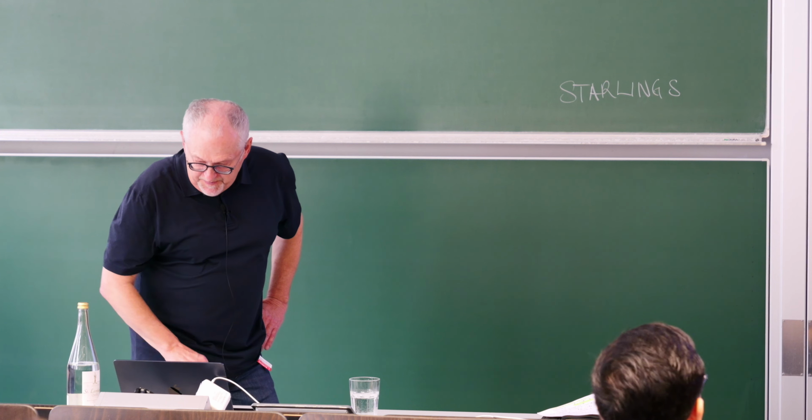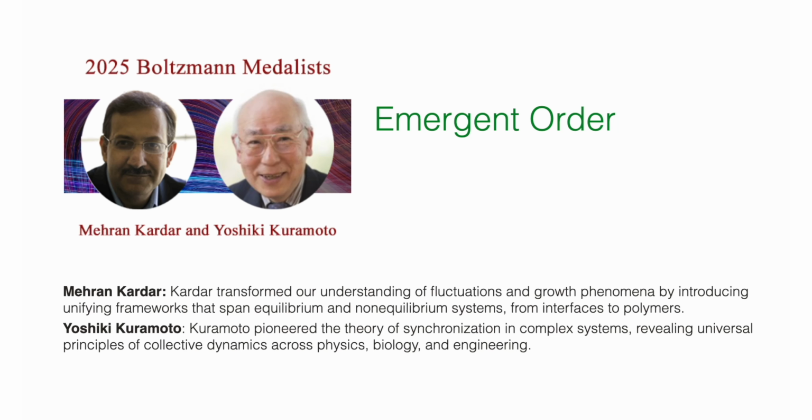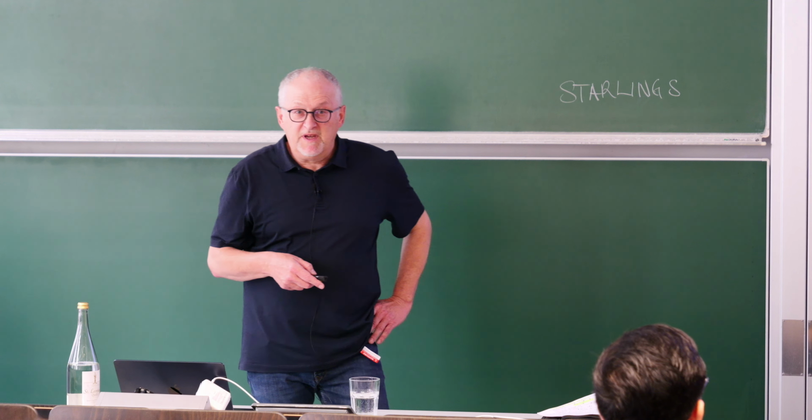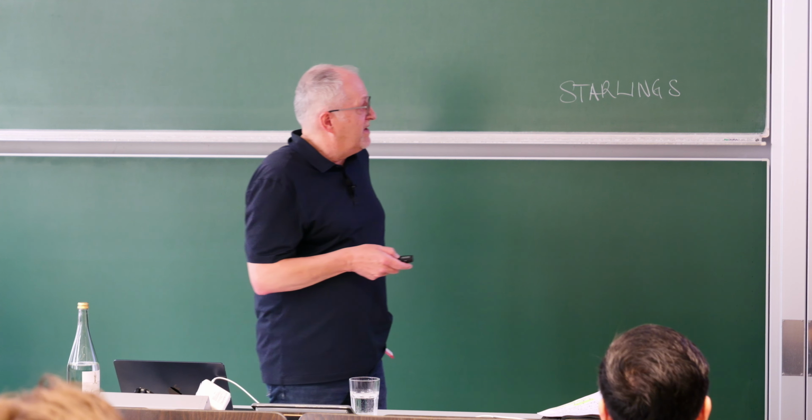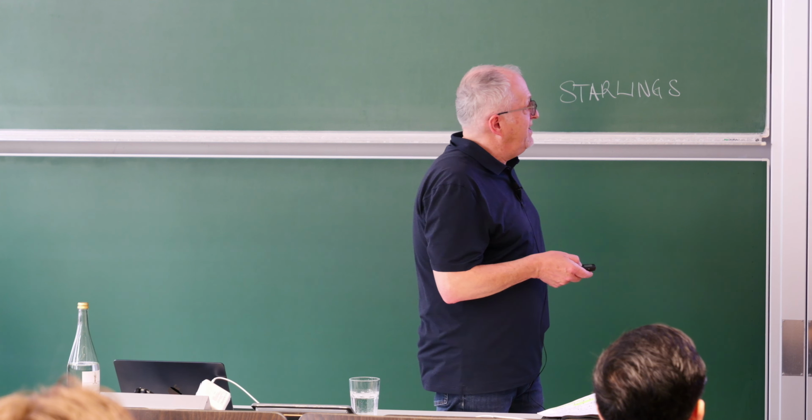Right, and last, but by no means least, in 2025, so this year, the Boltzmann medal will go to two colleagues. One is Mehran Kardar, who's working at MIT. And Mehran Kardar really developed much of what we know about growth processes and systems that span equilibrium and non-equilibrium physics, especially the theory of interfaces. You may know the Kardar-Parisi-Zhang equation. That's one of his major contributions to the field.